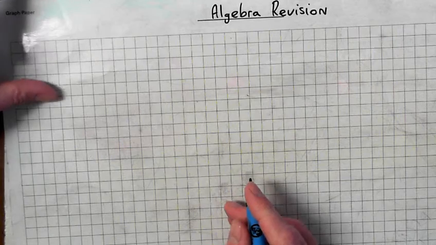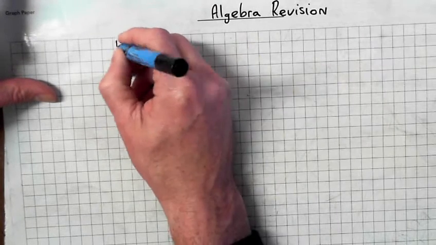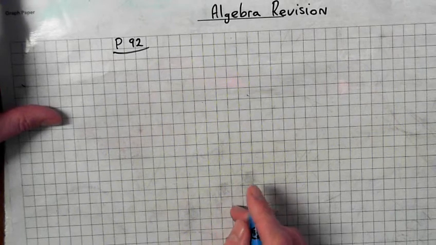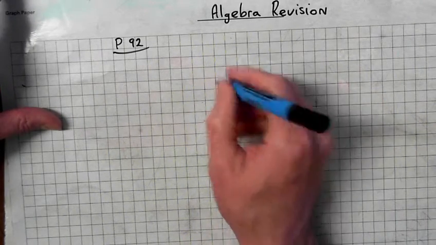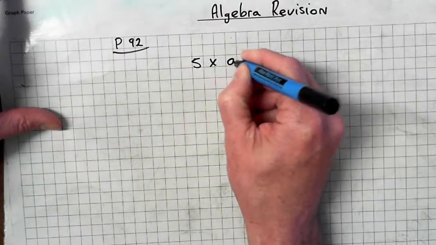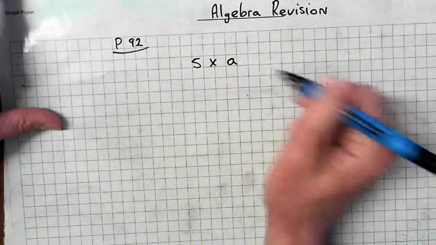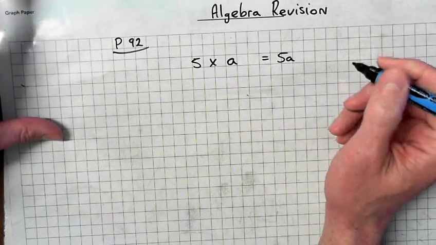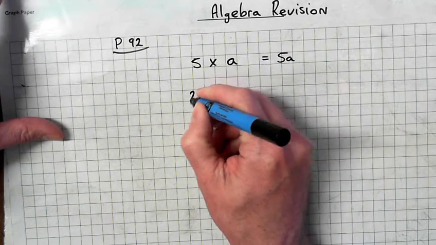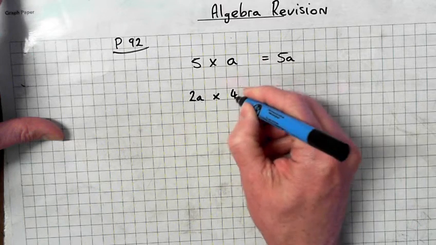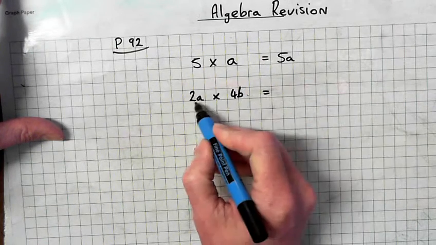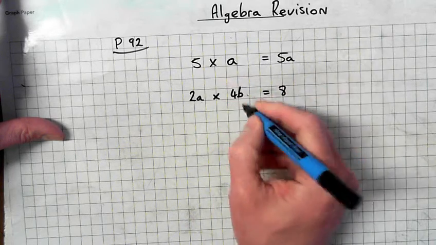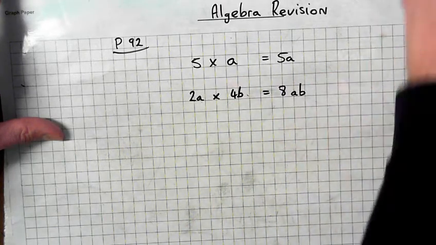Now we're going on to page 92. Right, write each of the following without using the multiplication sign. So this is question 1. 5 times A. 5A. And another question. Question 2. What's 2A times 4B? Now what you do here is multiply the numbers first. 2 times 4 is 8. A times B? AB.